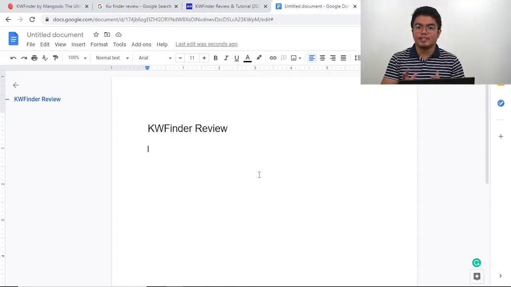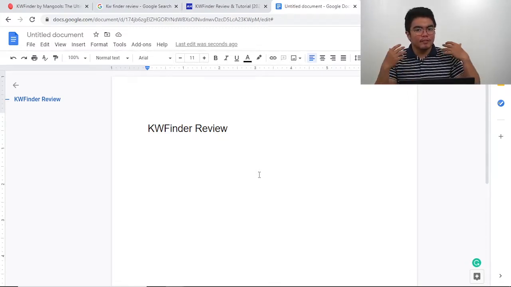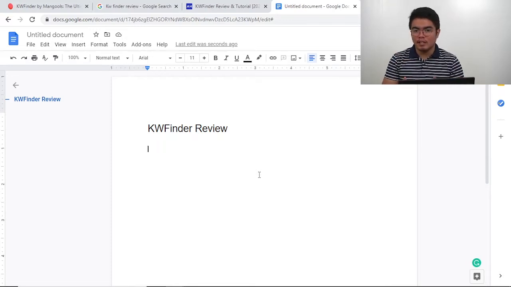So first, the searcher intent. We found that people who search for KW Finder Review are looking for a product review. This means that they don't have KW Finder yet and they're thinking about getting it. They want to know whether or not this is the right tool for them. And we can kind of deduce that these are either beginners who are looking for their first keyword research tool, or maybe intermediates who are using Ahrefs and they're looking for a cheaper alternative and they're wondering if KW Finder can do what they can do in Ahrefs.